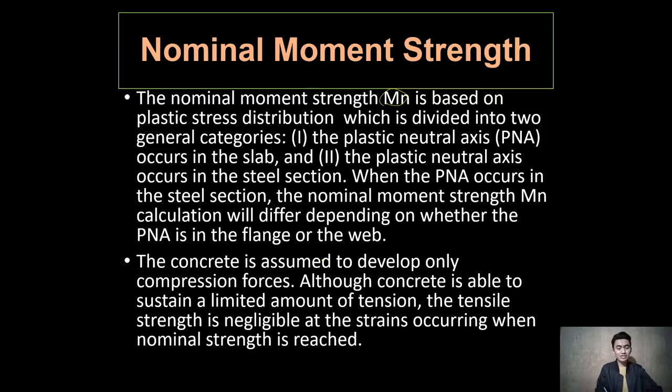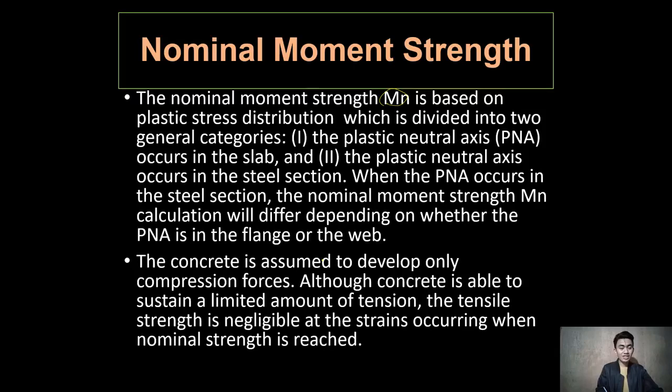All right, let us proceed to the next statement here. It says here that the concrete is assumed to develop only compression forces. So on the concrete slab of our composite beam, it is assumed that it can only develop compressive forces. Although concrete is able to sustain a limited amount of tension, that tensile strength is negligible at the strains occurring when the nominal strength is reached.